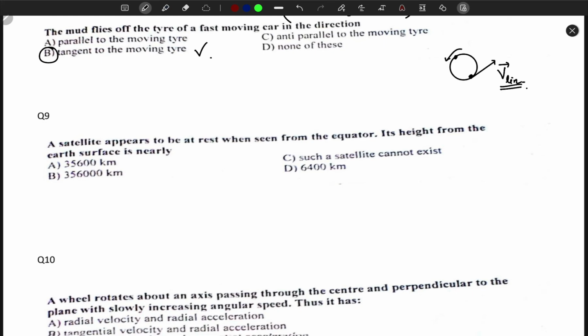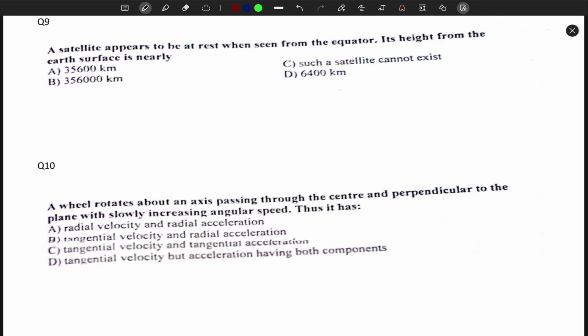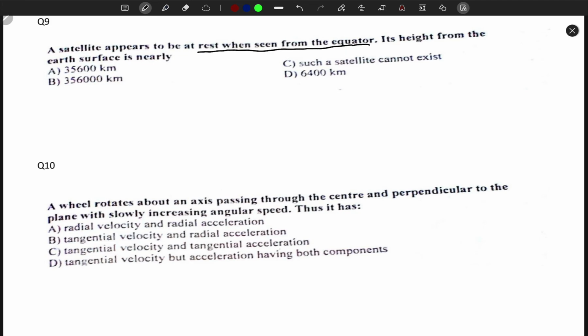Right. So, with that, let's move on to question number 9, which reads that a satellite appears to be at rest when seen from the equator. So, a satellite appears to be at rest when it's seen from the equator of the Earth. Its height from the Earth's surface is nearly what? So that's what we have to compute. And we are given this information that the satellite will appear to be at rest when you see it from the equator of the Earth.